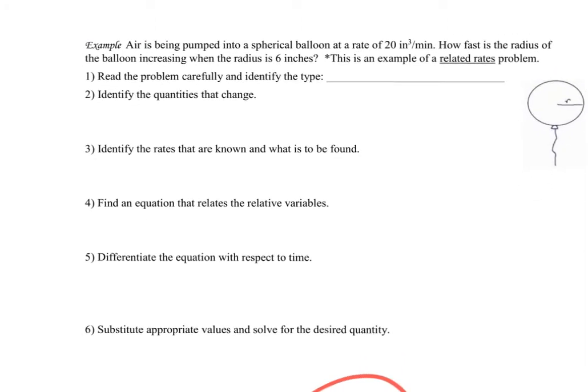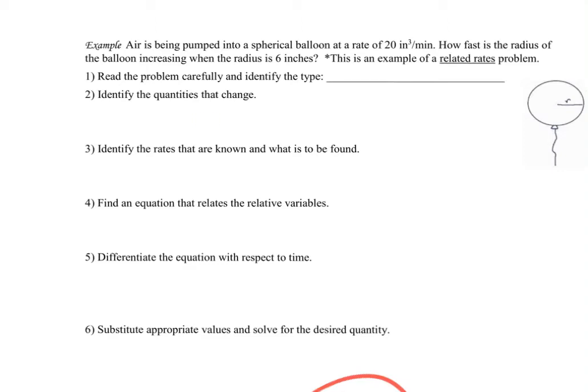Okay. Our example right now is: air is being pumped into a spherical balloon. Here's the picture of the balloon, at a rate of 20 cubic inches per minute. How fast is the radius of the balloon increasing when the radius is 6 inches? Okay, so this is an example of a related rates problem. We're going to skip this first question here, read the problem carefully and identify the type. I want to just go straight to identifying the quantities that change.